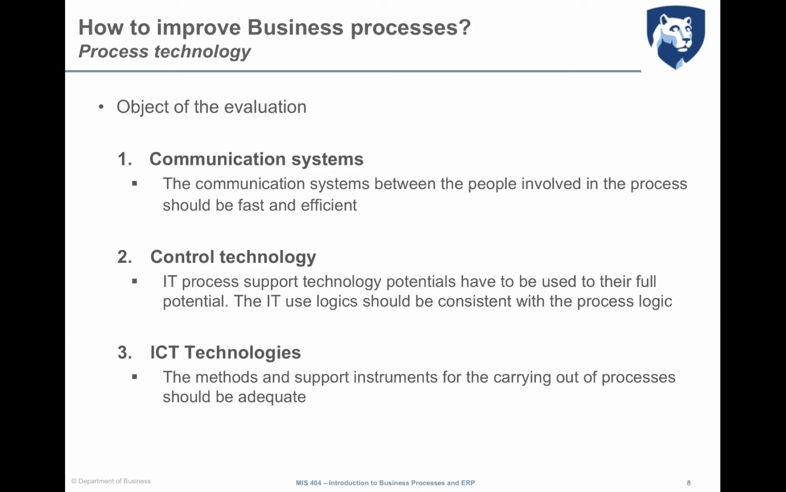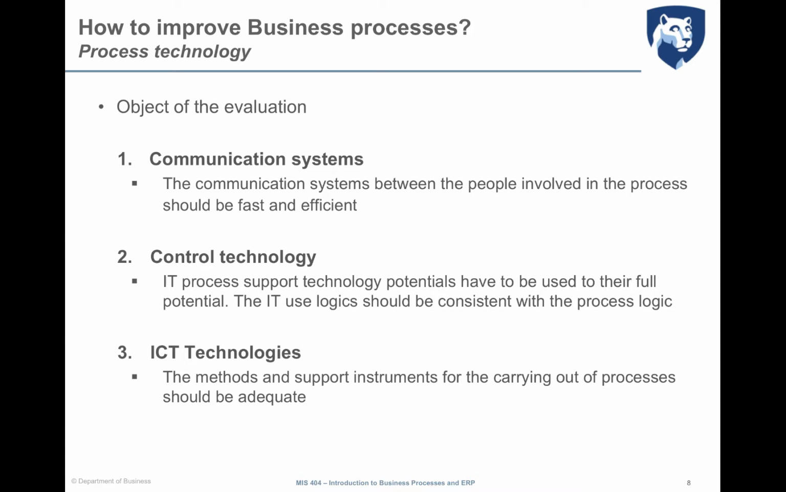Then we have what we call the control technology, meaning that, of course, the IT usage and the technology implemented in order to support the process should be consistent and aligned with the process logic. For example, information systems must be parameterized according to process managerial characteristics and not just with a standard model or benchmark that doesn't make any sense with the specific process functioning within the company.